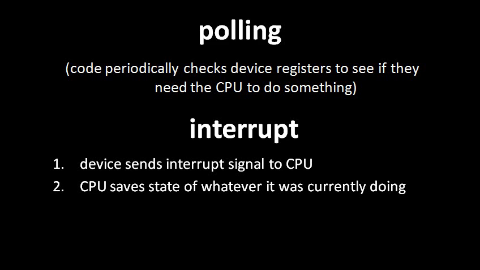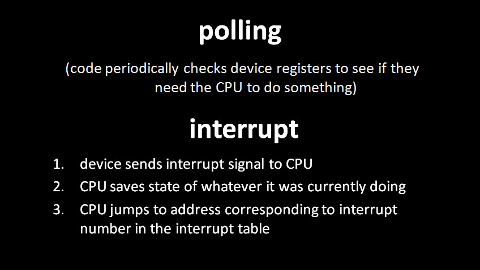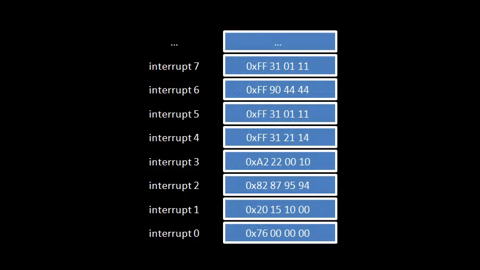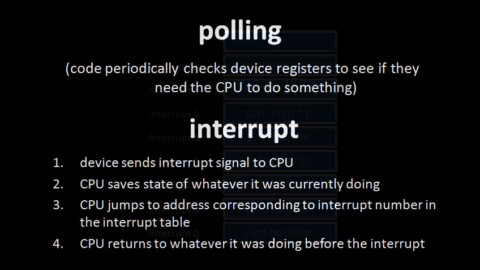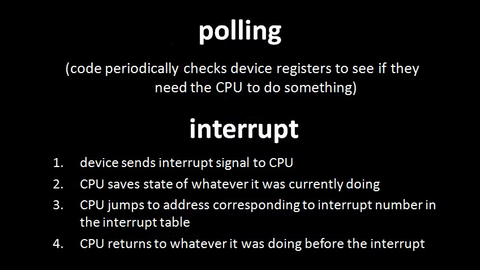And then once that is done, the CPU will jump to the address which corresponds to the interrupt number in the interrupt table. The interrupt table is simply a list of addresses somewhere in memory, and usually the CPU knows how to find that interrupt table because it has a special register which stores its address. So for example, when the CPU receives an interrupt from interrupt line 3, it goes and looks in the interrupt table to find the address for interrupt 3. So here, say that's A2220010. So the CPU then jumps execution to that address, and that code runs, and when it's done running, the last thing that code does is send execution back to whatever was executing before the interrupt came in.